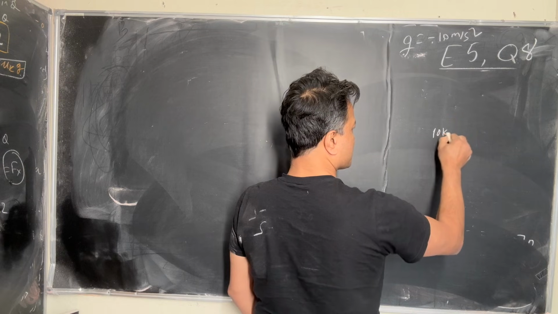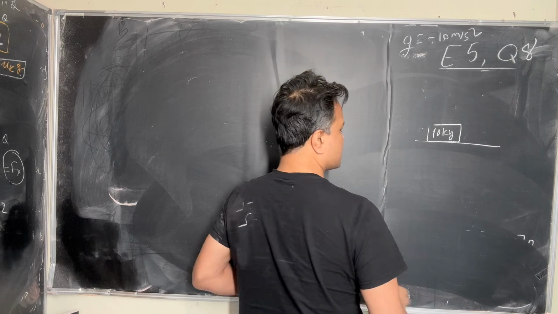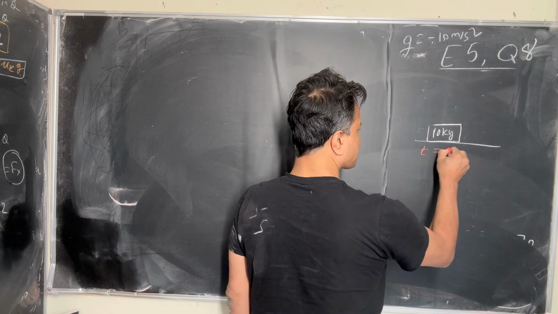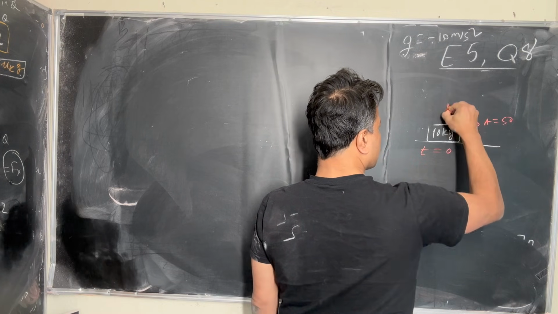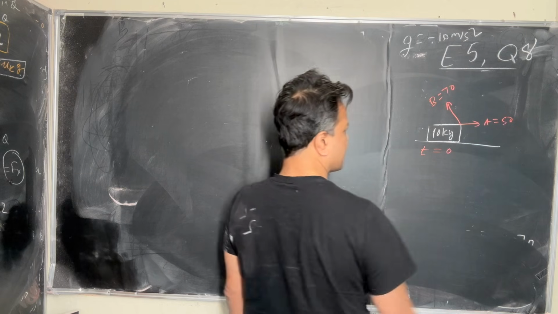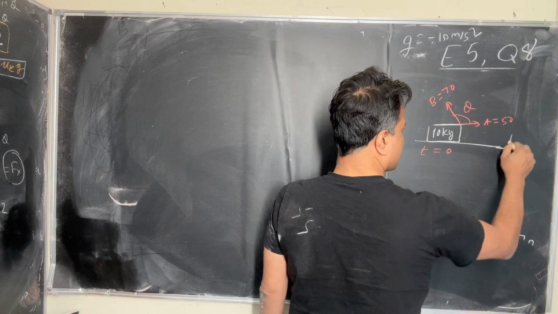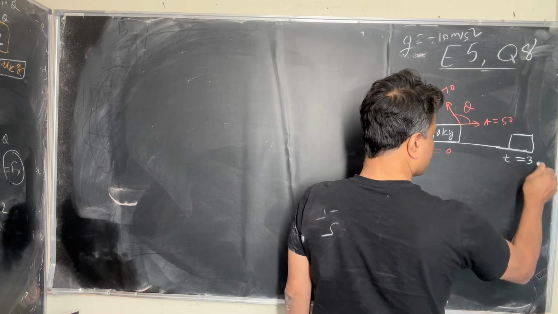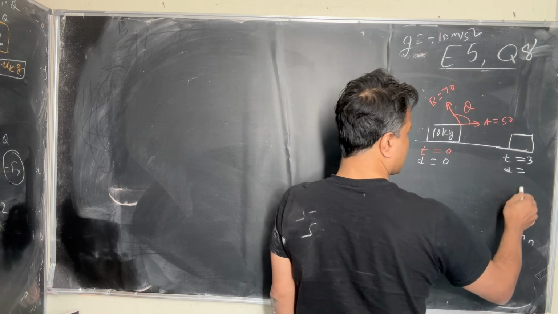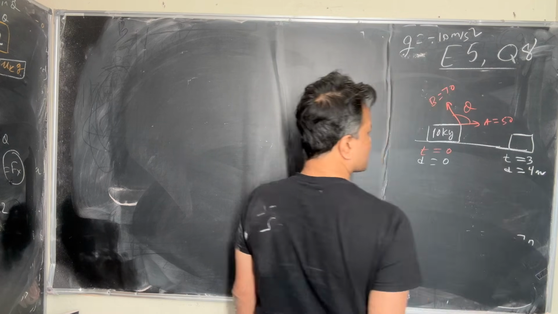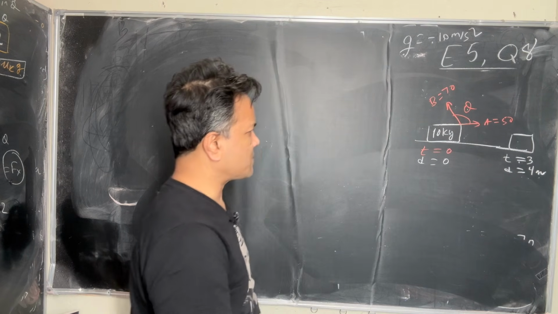A 10 kilogram box, 2 forces acting on it at time 0. A is 50, B is 70. What theta will allow them to get, at t equal to 3 seconds, a displacement d of, let's say, 4 meters? What angle will allow at t equal to 3 seconds the displacement of 4 meters?